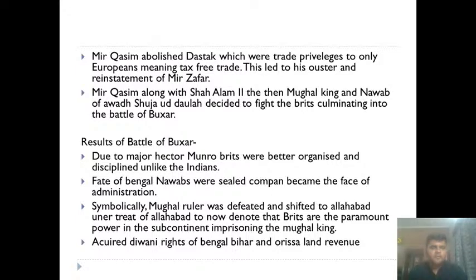Let's start. Then results of the Battle of Buxar. Now what happens is, due to Major Hector Munro, the Brits were better organized and disciplined, unlike the Indians. The fate of the Bengal Nawabs was sealed and the company became the face of administration.